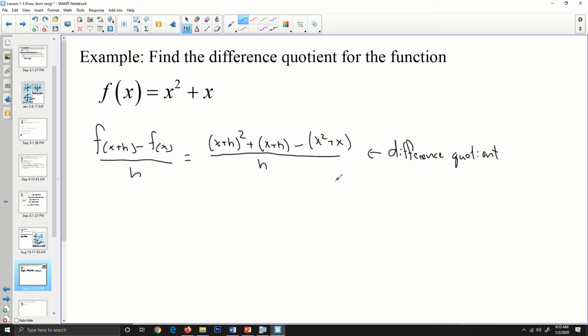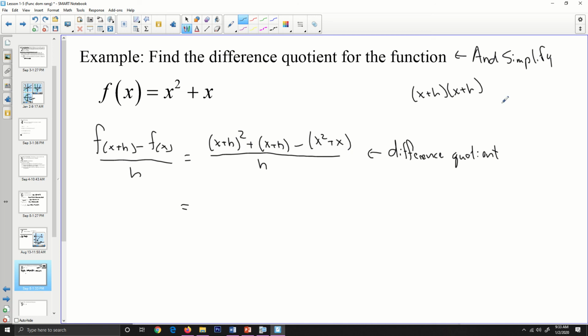But rarely are you going to get a problem where they don't say and simplify. So we're going to simplify this. Now, remember, you have to multiply this out. x plus h quantity squared is x plus h times x plus h. And so you actually have to multiply this out. Please don't be that person that puts x squared plus h squared. You're going to be wrong all the time.